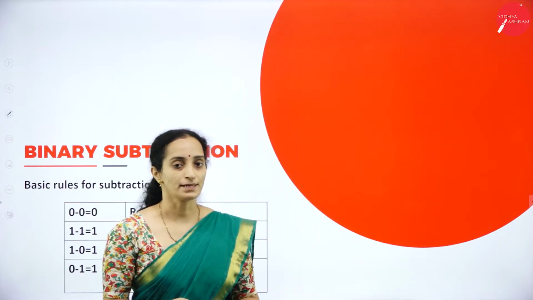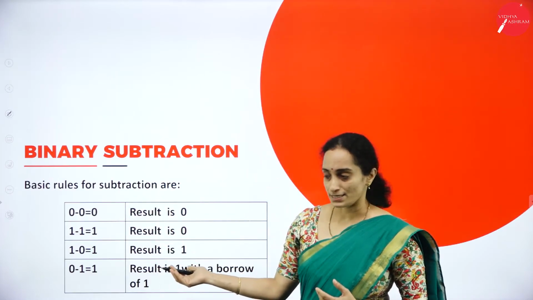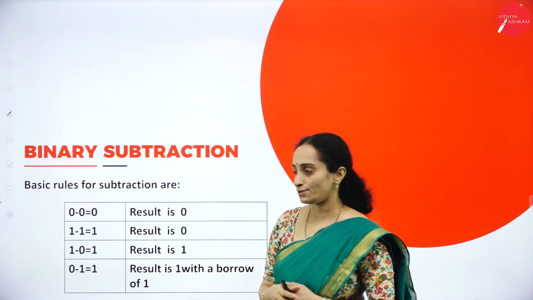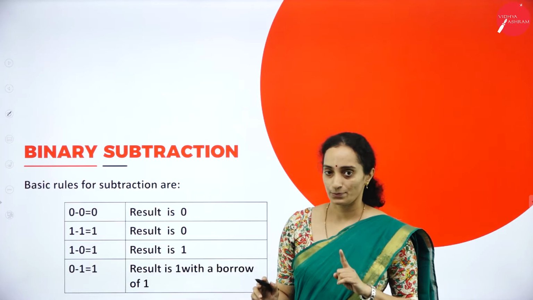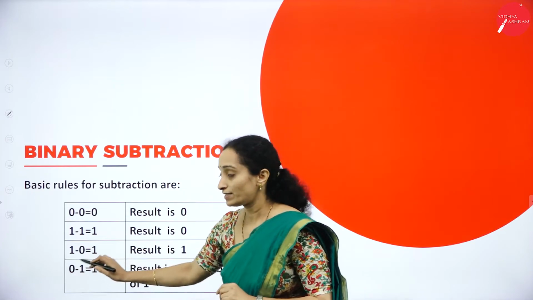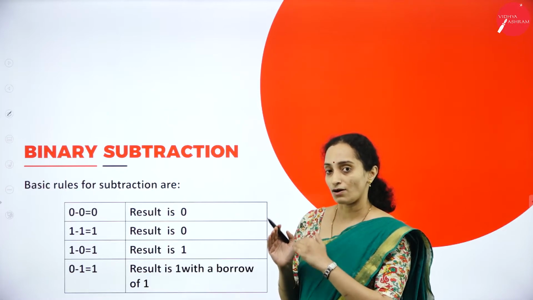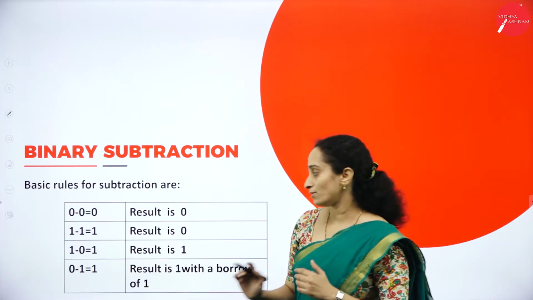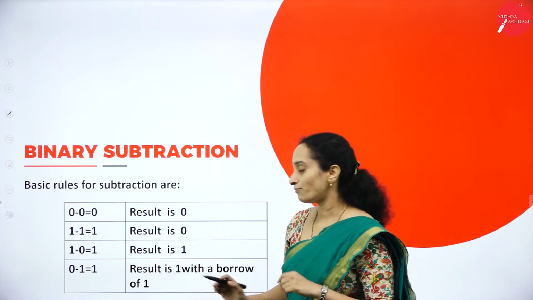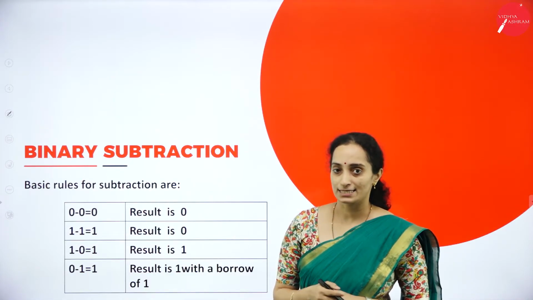operation. So in subtraction operation, again we have the rules. 0 minus 0 will be 0 only. 1 minus 1 will be 0. 1 minus 0 is 1. If it is 0 minus 1, so if you subtract 1 from 0, the result is 1 with a borrow of 1. We shall have a borrow of 1 from the next number.